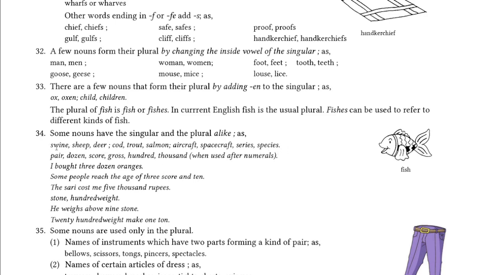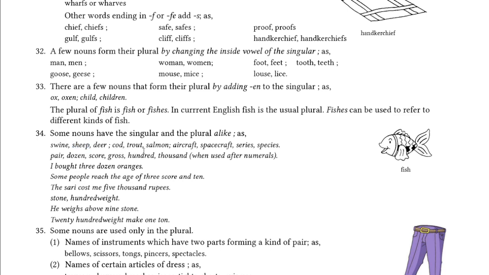Some nouns have singular and plural alike. It means that their singular form is also used as their plural form. Swine is singular. It is also used as the plural form. Sheep is singular. It is also used as the plural form. Deer is a noun in singular number, but it is also used as a noun in plural number.